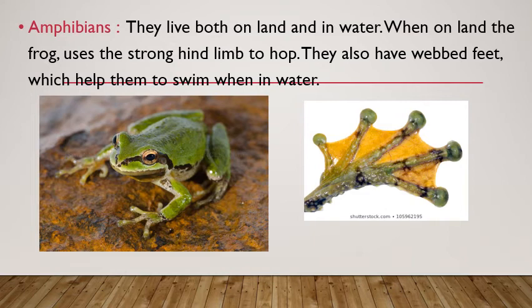When they are on the land, their legs help them to hop. The frog hops and goes that way. And when they're in the water, they use their webbed feet. In the picture, you can see the webbed feet here, which will show you how they use it. This part in between is called the webbed feet, so that helps them to swim in the water. Okay, these are the adaptations in the amphibians for them to move in the land and in water.